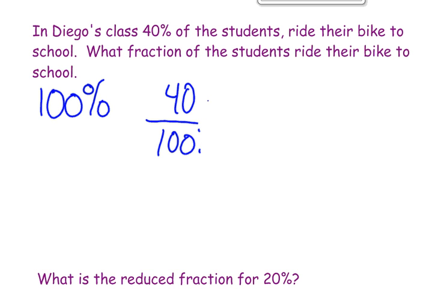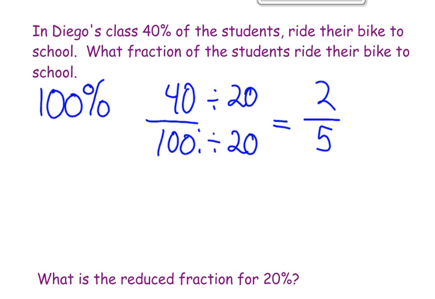But then of course we're going to take the time to reduce, and we can very quickly take a 20 out of both of these, and that's going to give us a 2 here and a 5 here. And so the fraction of students that ride their bike to school would be 2/5. All right, and so we have another example.